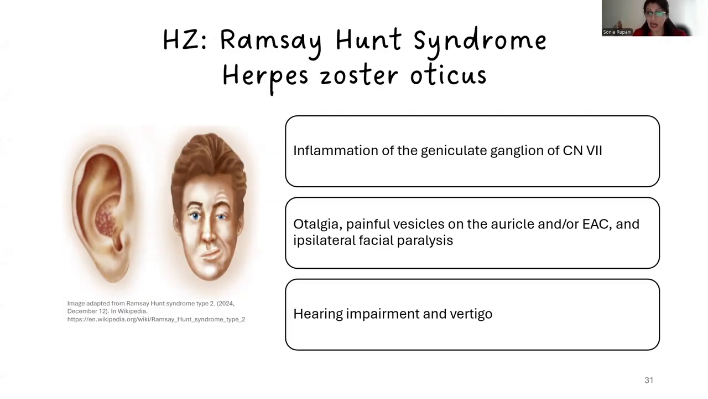So that's the triad that we see: ear pain, ipsilateral facial paralysis, and the painful vesicles seen in the external auditory canal or outside. Now, we know the facial nerve also innervates the stapedius muscle in the ear, right?